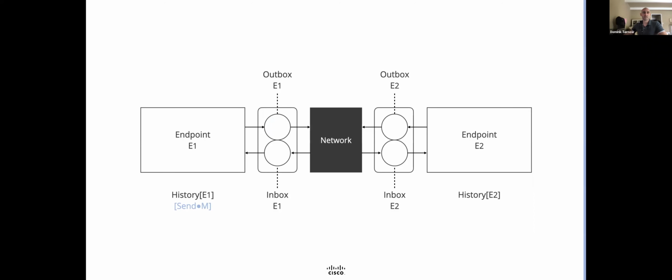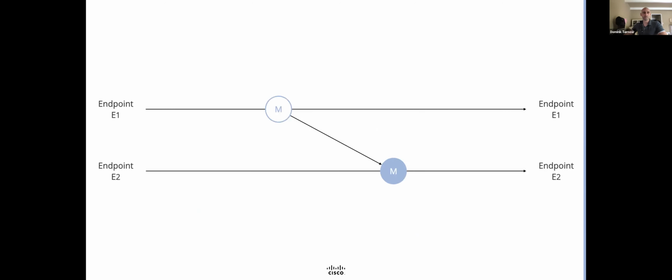The network picks up the message from the sending endpoint's outbox and determines the receiving endpoint's inbox. The network places a message in the receiving endpoint's inbox, and that is represented by a receive event. This can also be represented graphically as a time-space diagram. Each timeline represents an endpoint's history. Empty circles represent send events, and filled circles represent receive events.